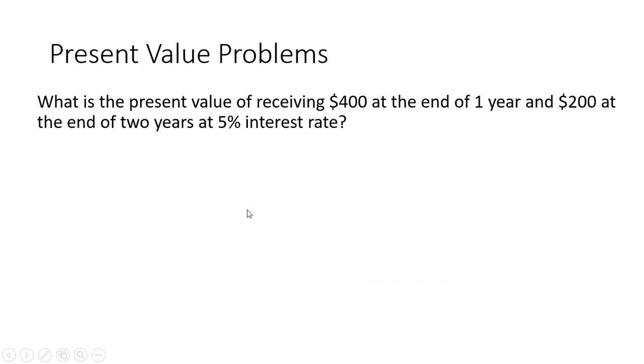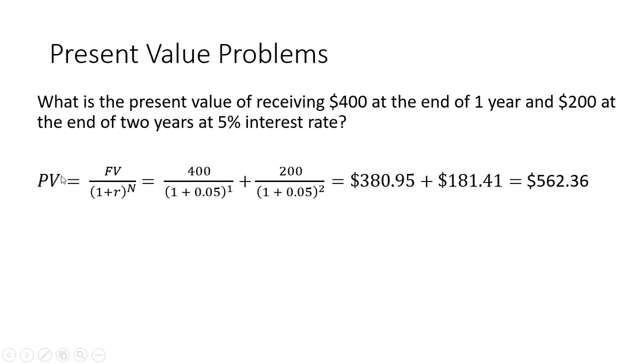And here's our final present value problem. What is the present value of receiving $400 at the end of 1 year and $200 at the end of 2 years at a 5% interest rate? So writing our formula, we're going to have basically 2 calculations. We're going to discount this $400 back 1 year, and this $200 has to be discounted back 2 years. So putting in our interest rate and solving this, we get $562.36.